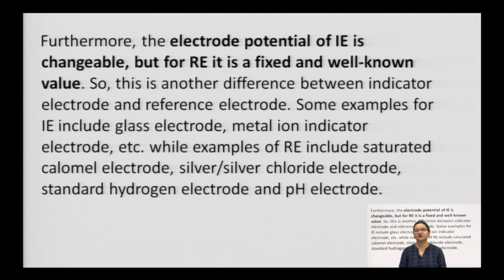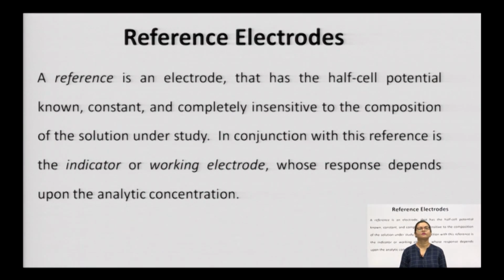Then some of the examples of reference electrode. Let us go through it. Standard calomel electrode, AgCl means silver chloride electrode, standard hydrogen electrode. These were the types of reference electrode, and the types of indicator electrode include glass membrane electrodes and metal ion indicator electrodes or metal ion membrane electrodes.